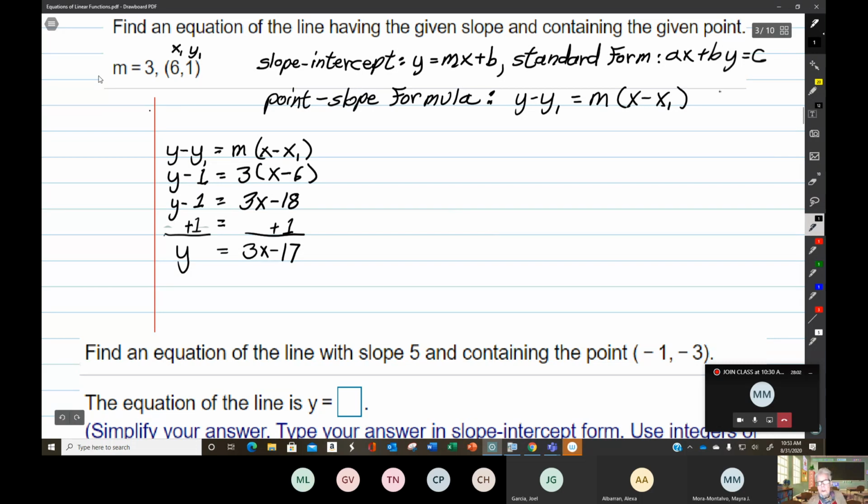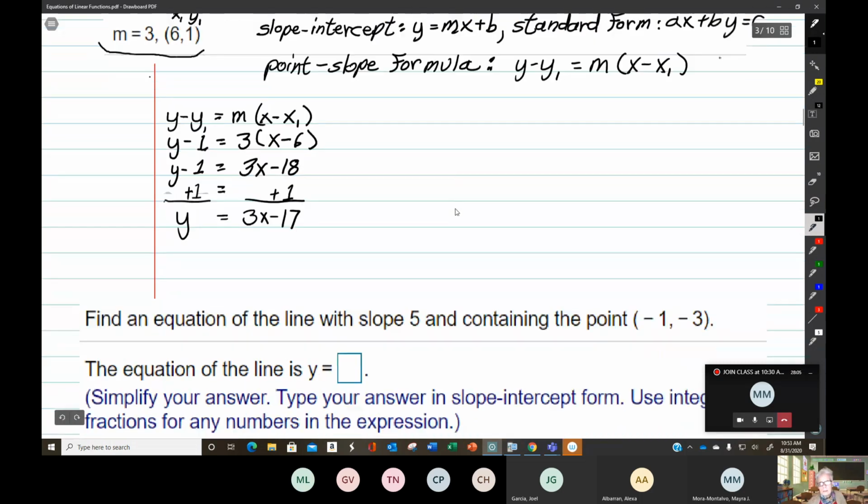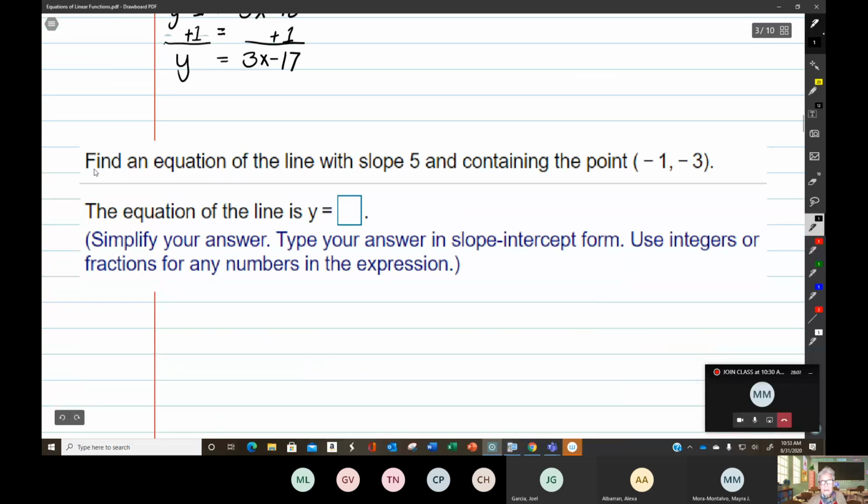Okay, here's another version of this, except it has more words. Find an equation of the line with slope 5 and containing the point negative 1, negative 3. And notice it says down here, simplify your answer, type your answer in slope-intercept form, use integers or fractions for any numbers in the expression. So what that means in simple English is no decimals.